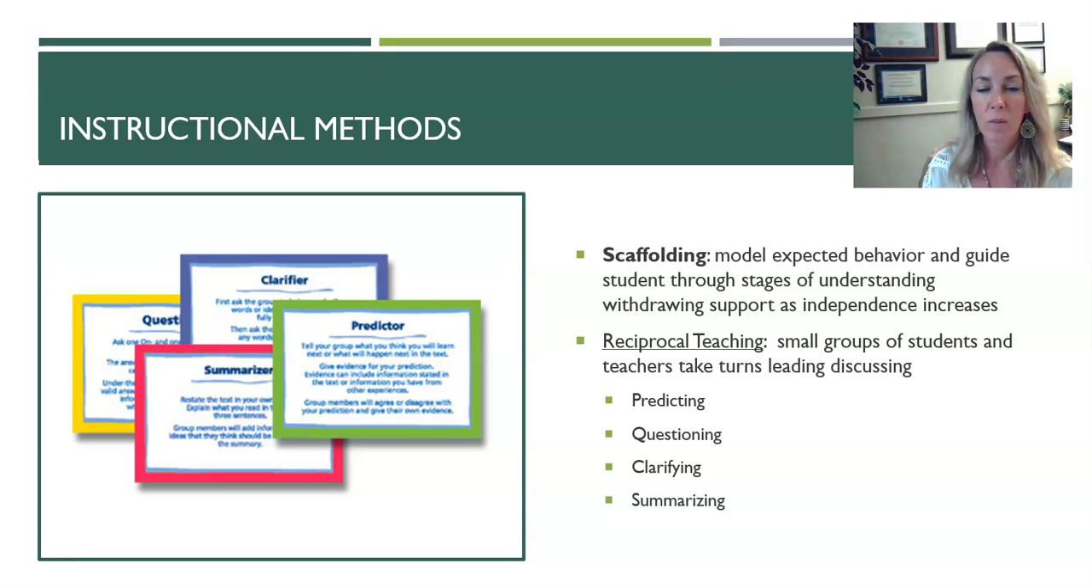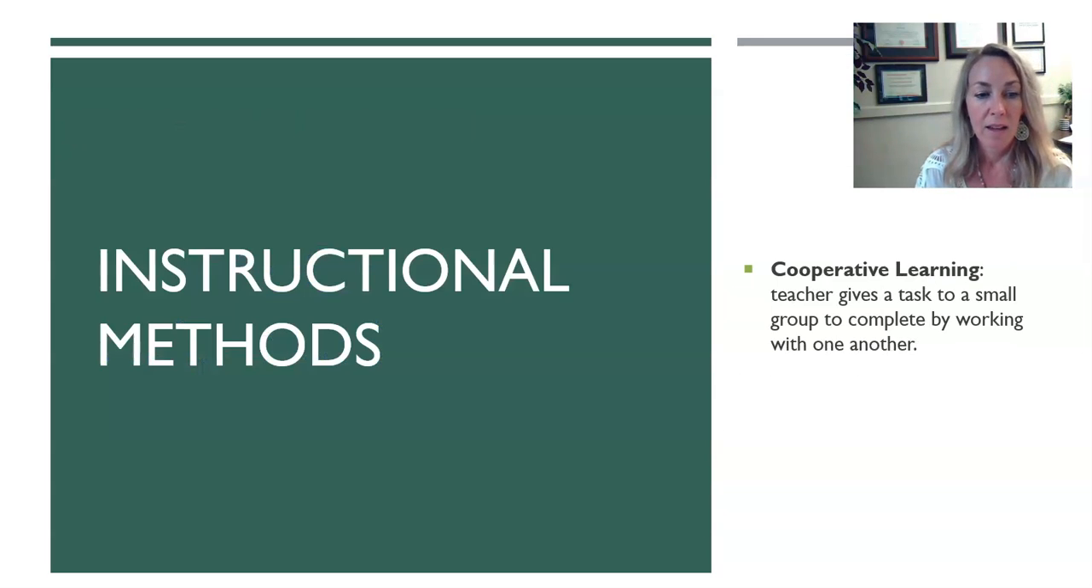So how do we do that? Well, primarily we're going to focus on scaffolding. We want to model behavior and guide students through the stages of understanding with the support that they need, withdrawing that support as they become more independent. Reciprocal teaching is an evidence-based reading strategy for students with intellectual disabilities, basically using scaffolding. So we're going to give the students the supports they need to comprehend. They need to learn to predict, question, clarify, and summarize text. So they work together with assigned roles. You can look up reciprocal teaching and find examples, might find some interesting videos on that.